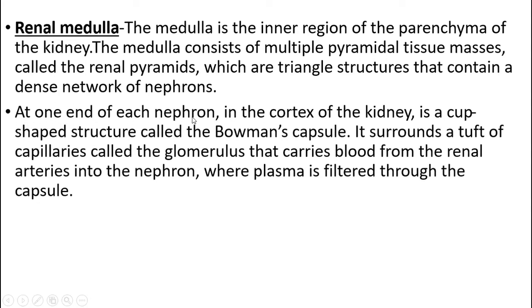At one end of each nephron, in the cortex of the kidney, is a cup-shaped structure called Bowman's capsule. It surrounds a tuft of capillaries called the glomerulus, which carries blood from the renal arteries to the nephron, where the plasma is filtered through the capsule.